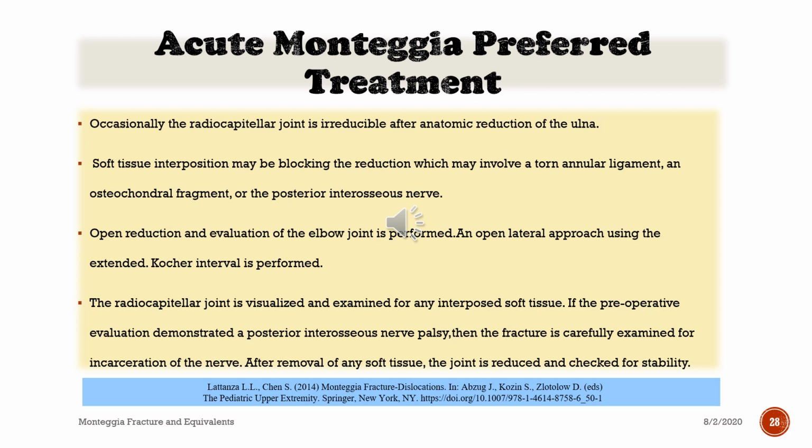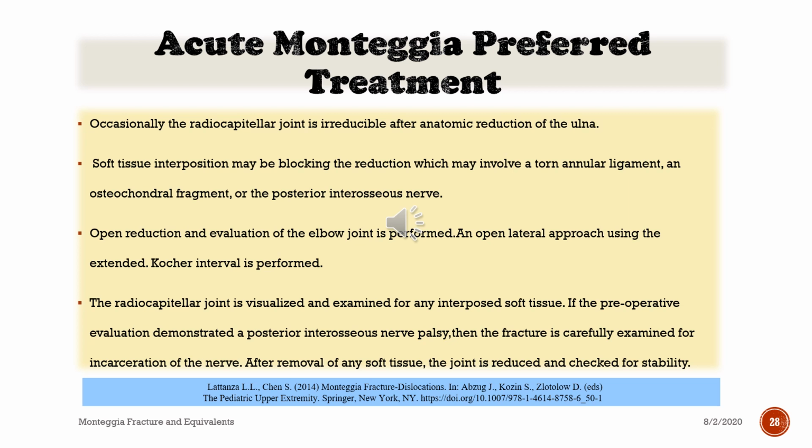Occasionally the radiocapitellar joint is irreducible after anatomic reduction of the ulna. Soft tissue interposition may be blocking the reduction, which may involve a torn annular ligament, an osteochondral fragment, or the posterior interosseous nerve. Open reduction and evaluation of the elbow joint is performed.